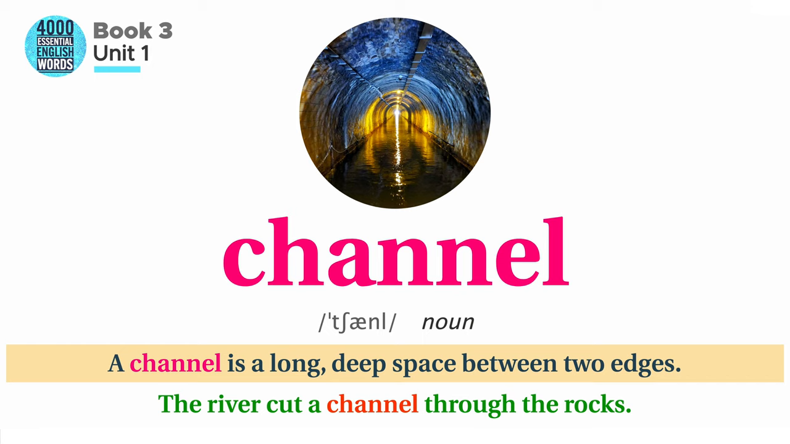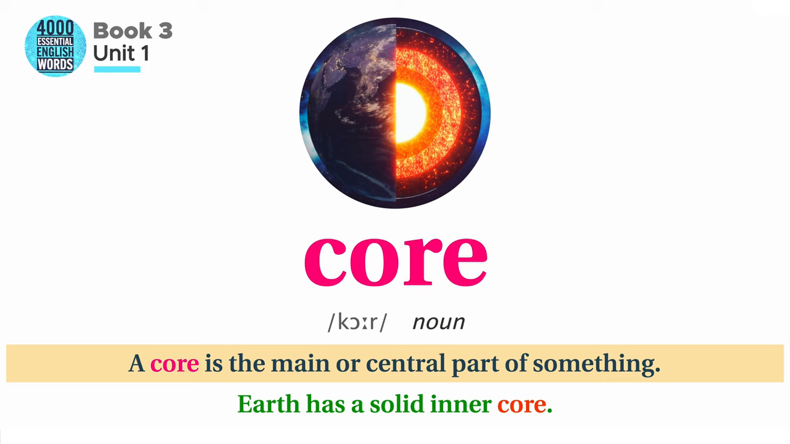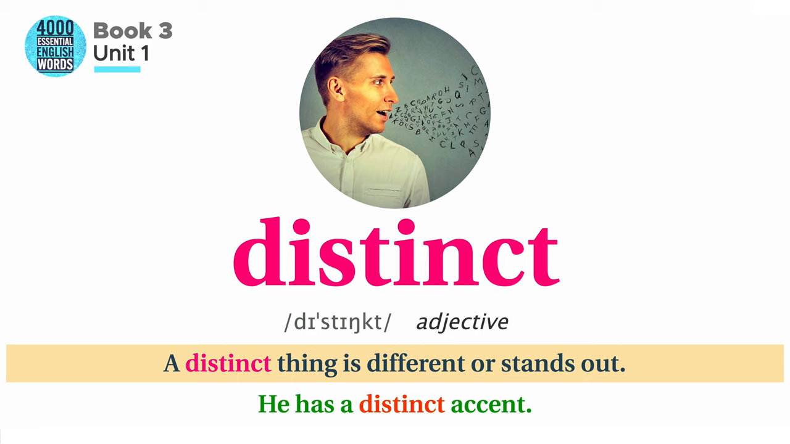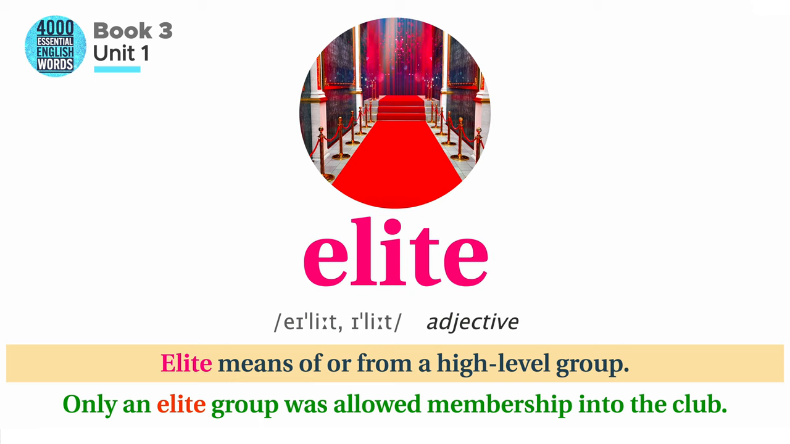Core. A core is the main or central part of something. Earth has a solid inner core. Corridor. A corridor is a narrow passage that leads into other areas. He took the corridor on the left to go to his office. Distinct. A distinct thing is different or stands out. He has a distinct accent. Elite. Elite means of or from a high-level group. Only an elite group was allowed membership into the club.